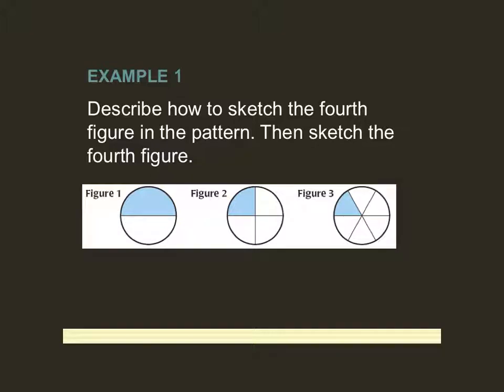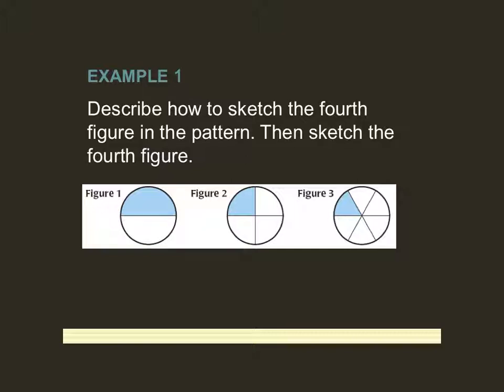So, for example, we're going to use inductive reasoning to make a conjecture about this fourth figure here. It says describe how to sketch the fourth figure in the pattern, then sketch the fourth figure. So we've got 3 figures going on, figure 1, then figure 2, then figure 3, and by looking at those, we're supposed to figure out what's going on and then accurately sketch figure 4. And figure 4 should actually look exactly the same for all of us. So let's not just skip to the end, let's talk about what we see. Let's have an open conversation. What do you see there?